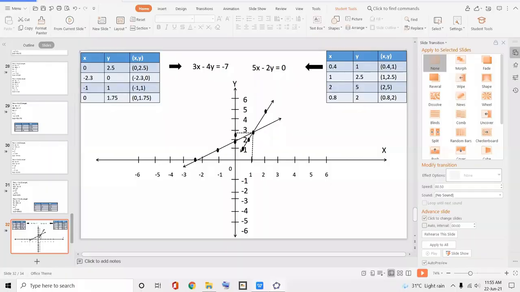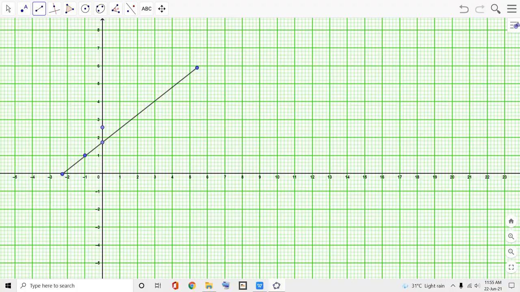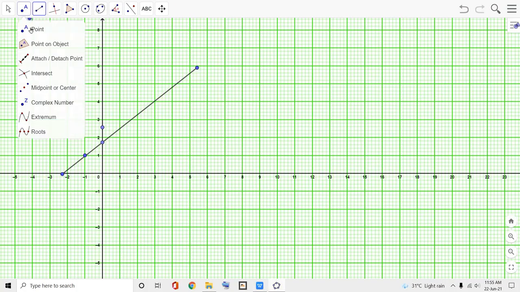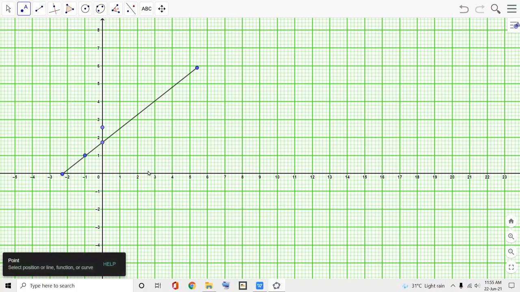So let us move ahead and we will plot the 4 points for our second equation. So first point is 0.4 comma 1. So here we'll take point 0.4 in the x-axis. So over here we are in the x-axis. So this is 0, this is 0.2, and this is 0.4.